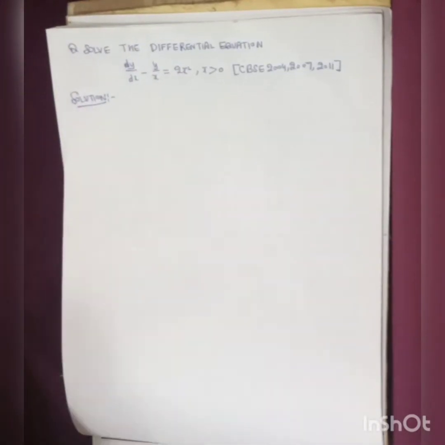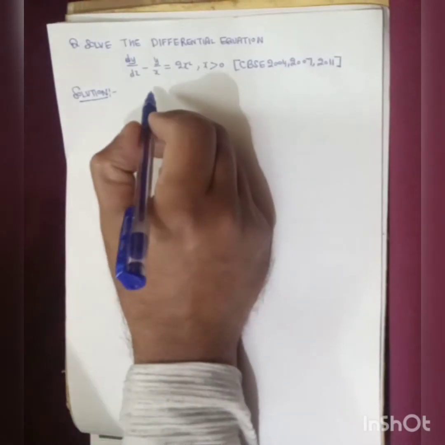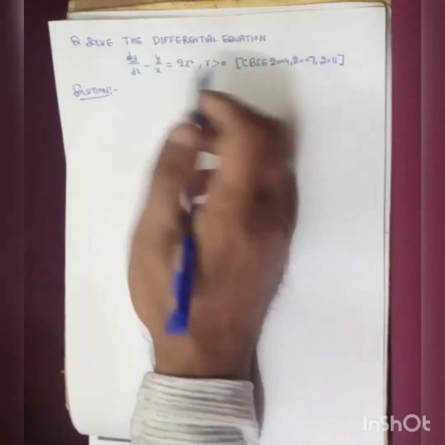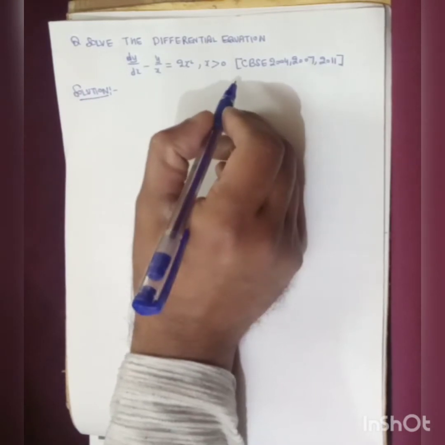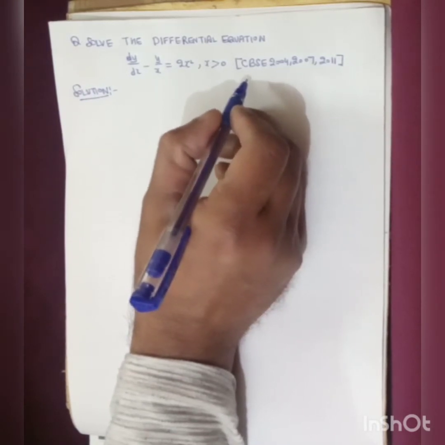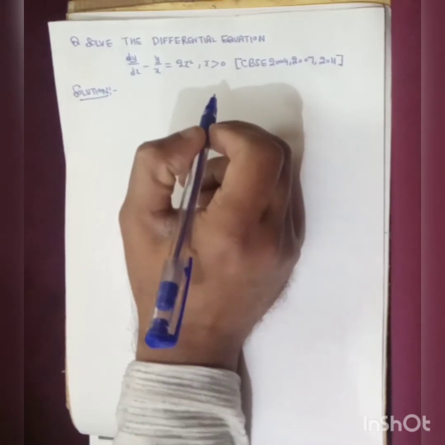Hello, this is a question related to differential equations. The question is to solve the differential equation dy over dx minus y upon x is equal to 2x square, where x is greater than 0. This question has been asked in the CBSE exam in 2004, 2007 and 2011.